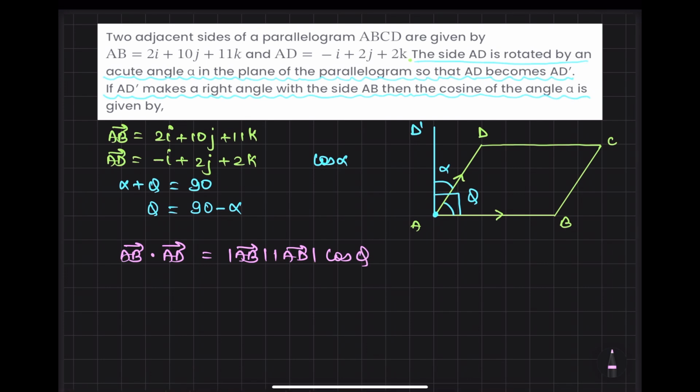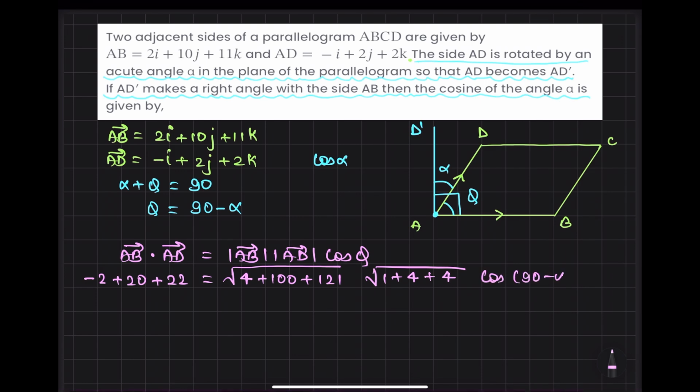Now we are doing the dot product, so i with i, j with j, and k with k. So it is minus 2 plus 20 plus 22. Now magnitude of AB will become what? 4, then 100, then 121. Then we have 1 plus 4 plus 4, and in place of cos theta, can I write cos of 90 minus alpha?